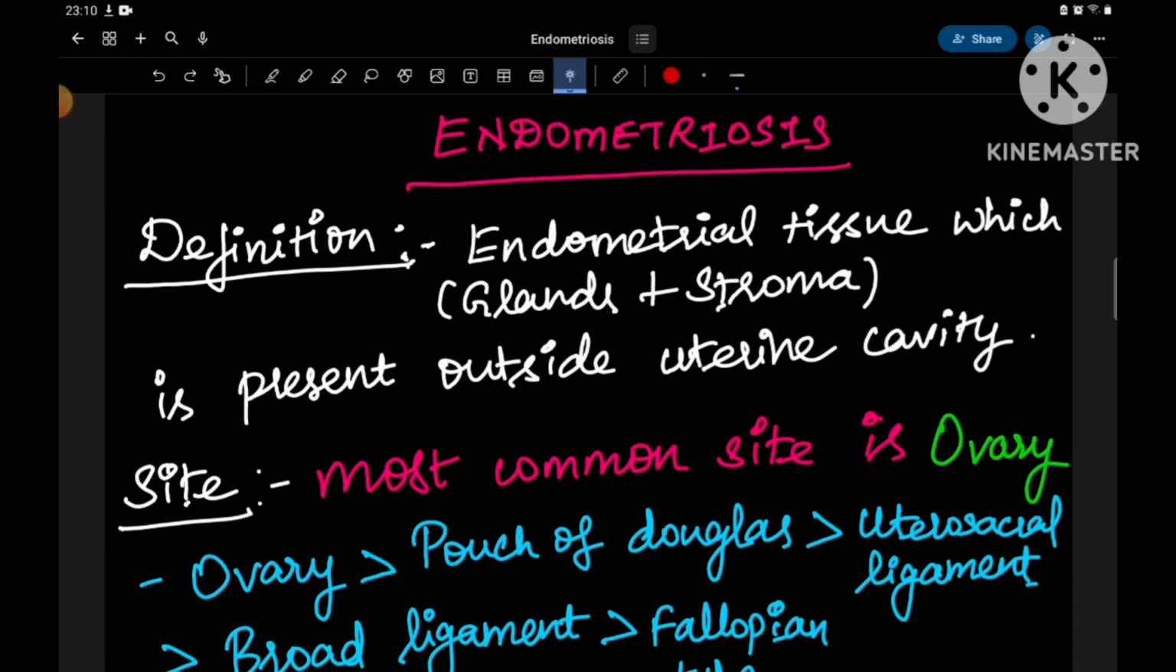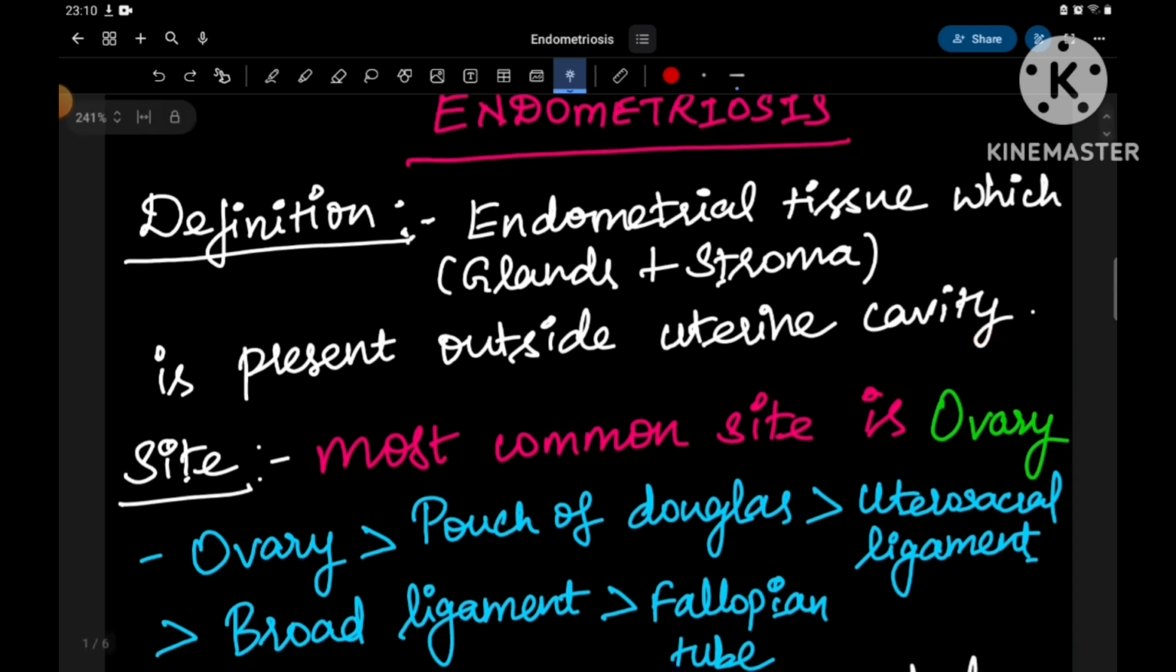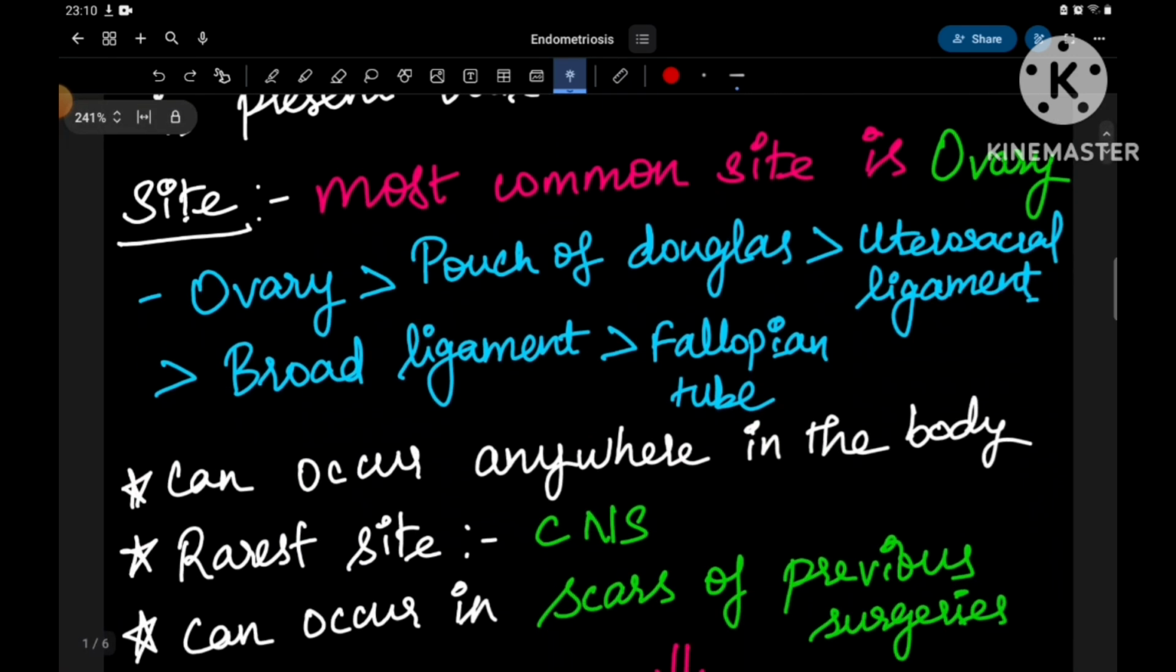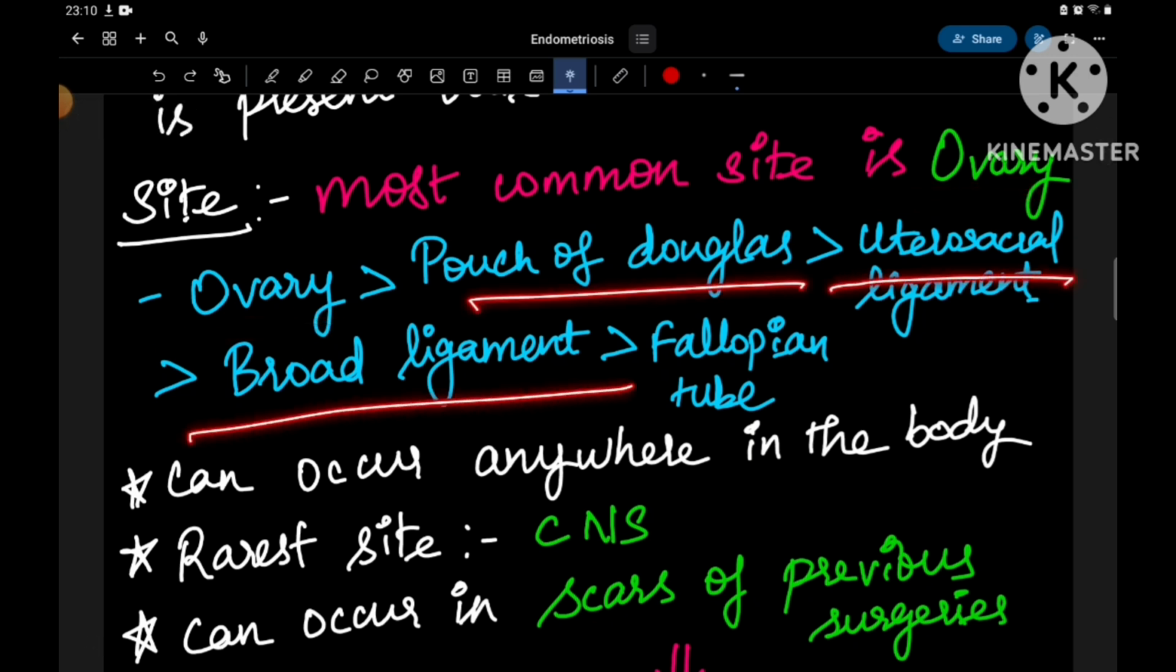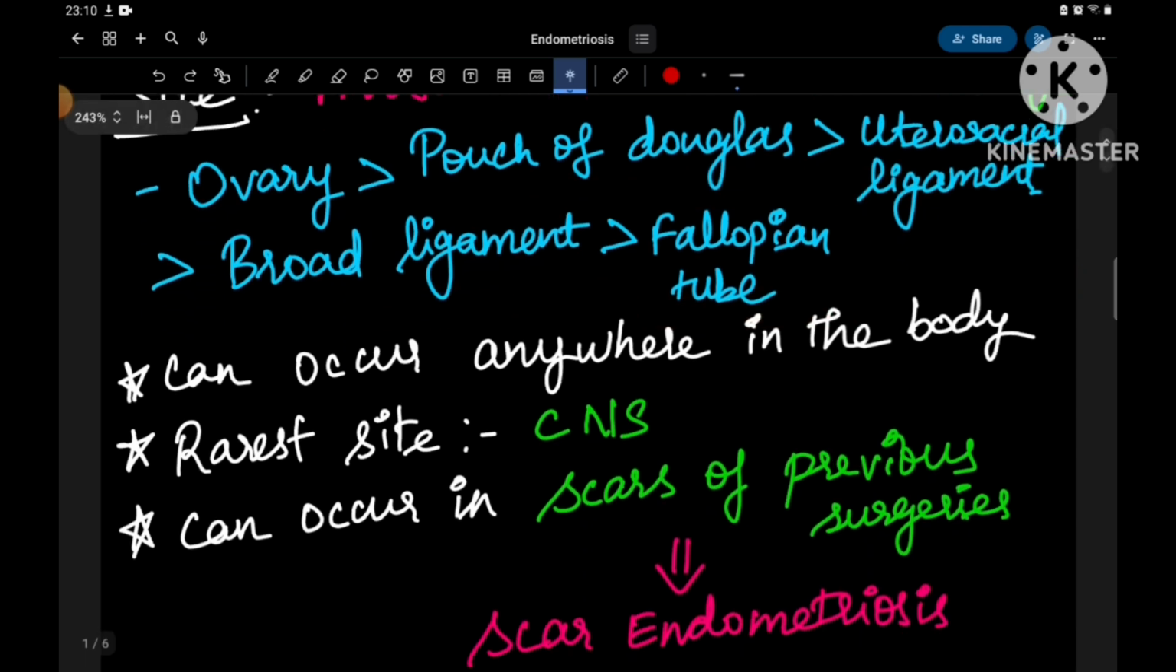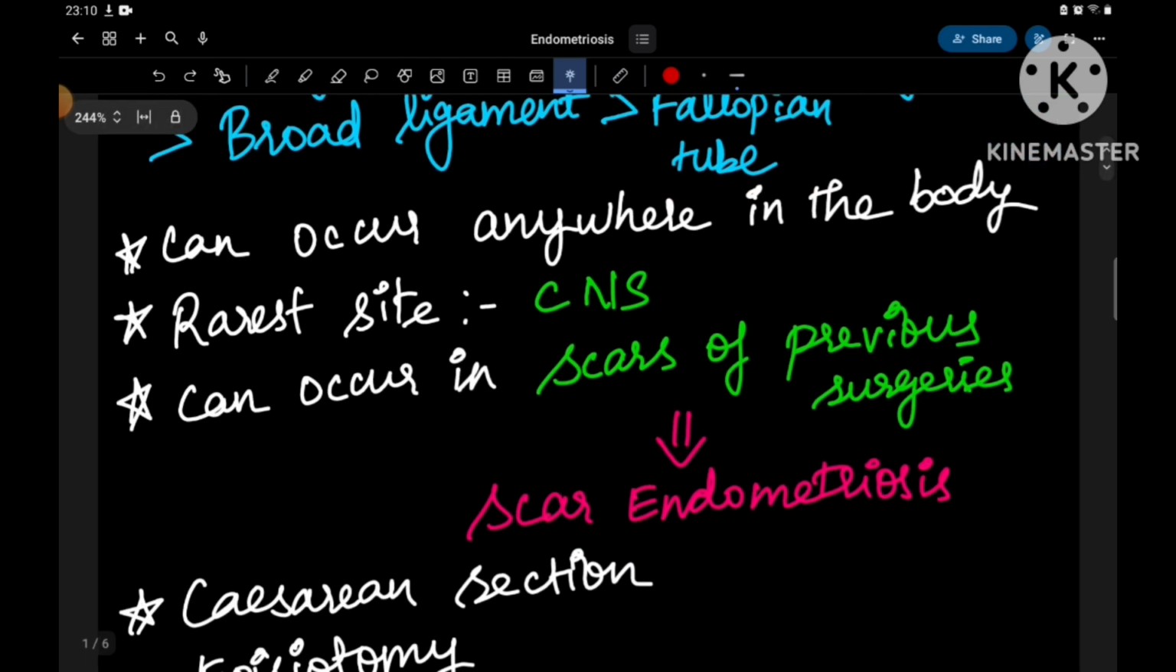See guys, endometriosis. So this is a brief, quick summary. Within 2 minutes you'll just complete this. See, endometriosis, what is this? This is endometrial tissue which is present outside the uterine cavity. Endometrium should be present inside the uterus, but it is present outside the uterine cavity. Next, the most common site is ovary, more than pouch of Douglas, followed by uterosacral ligament, followed by broad ligament, followed by fallopian tube. Can occur anywhere in the body.